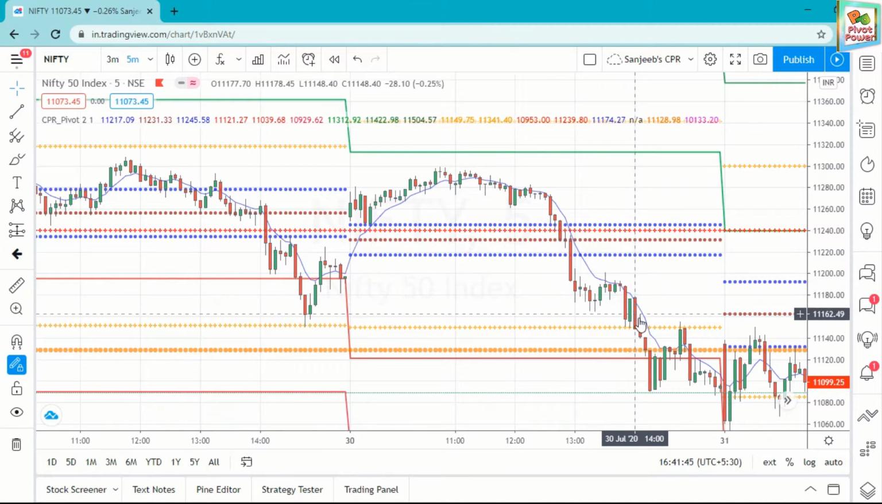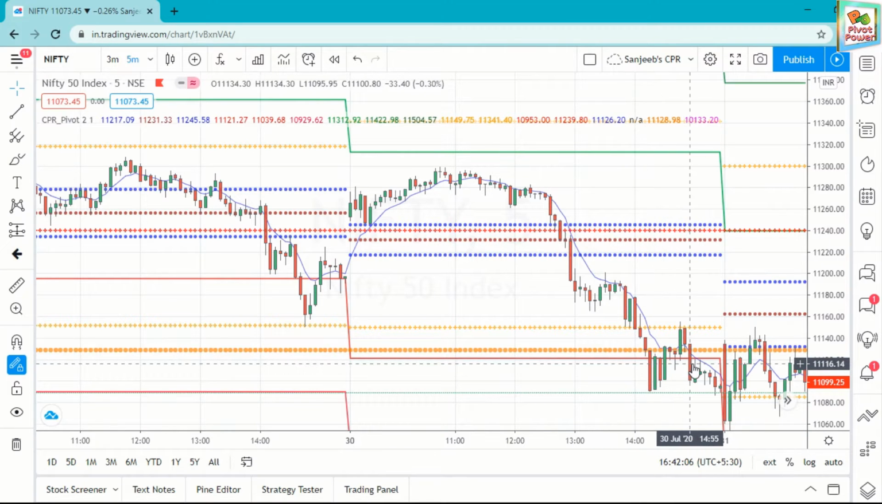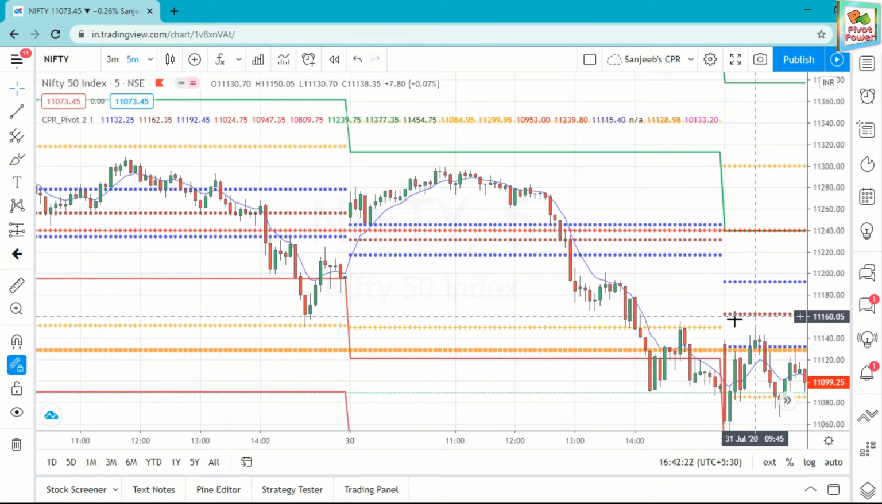See the move. It breaks the previous day low also, and it also breaks the weekly CPR. This is the weekly CPR, and it also breaks this S1 support. It also breaks and moves to this. But this candle you saw closes above the 8 EMA. Then you can exit. You can exit here.